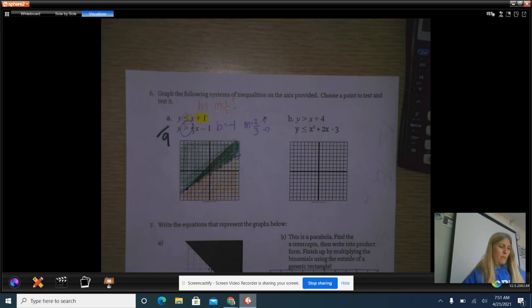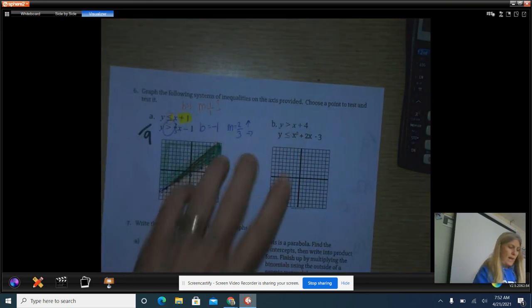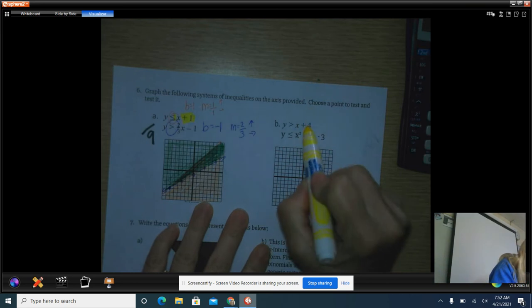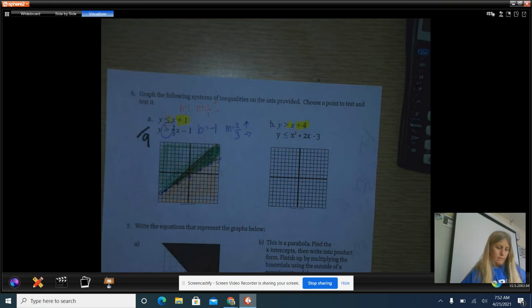Okay, B, we're going to start out with our line. We have a y-intercept of 4.